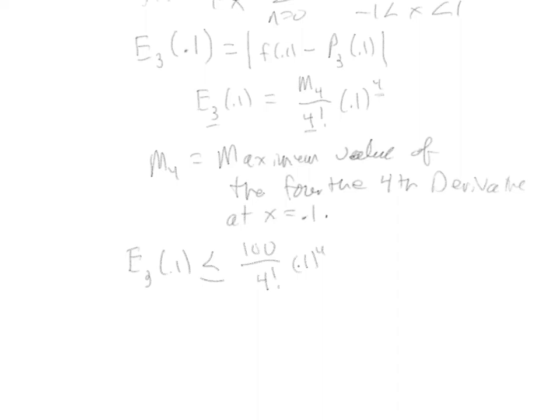If you're asked to actually come up with a number, it'll be a lot easier than this one, but in this case it would be 100 over 24 times 1 over 10 to the fourth power, which is 1 over 10,000. And that is the maximum value. That is the error bound. That's called the Lagrange error bound.